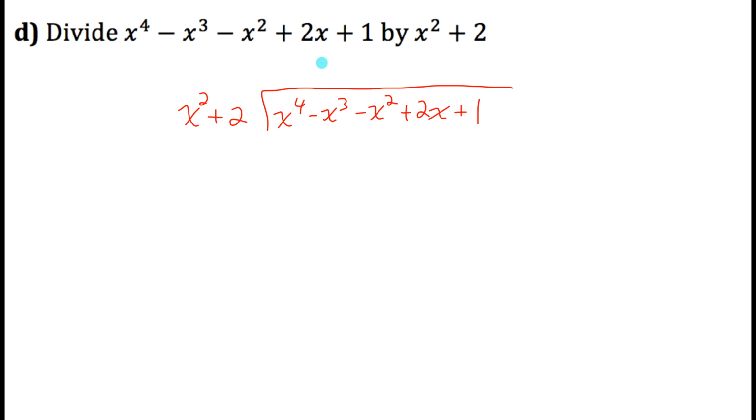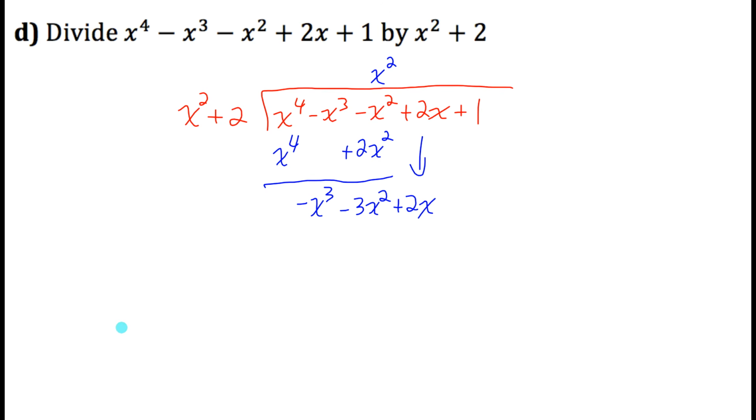X to the 4 divided by x squared is x squared. Multiply that x squared by the entire divisor. So x squared times x squared is x to the 4. And x squared times 2 is 2x squared. Notice I made sure to line it up with its like term in the dividend. Be very careful with that. So x to the 4 minus x to the 4 is 0. That's gone. Negative x cubed, I'm subtracting nothing from that, so it's still here. Don't lose that negative x cubed. And negative x squared minus 2x squared is negative 3x squared. And I'll bring down the 2x, and I'll repeat the process again.